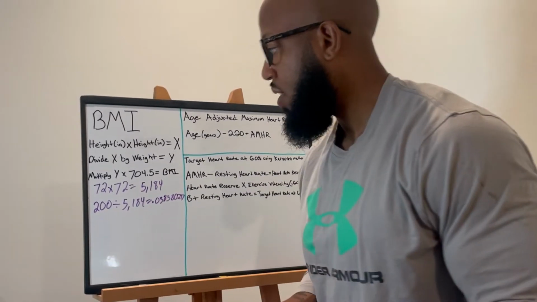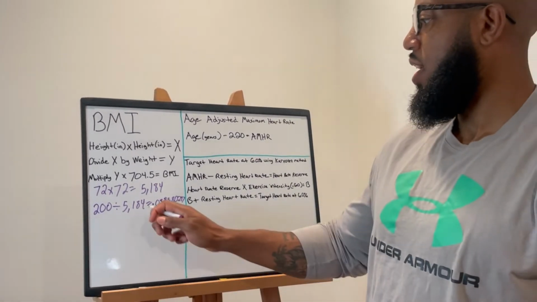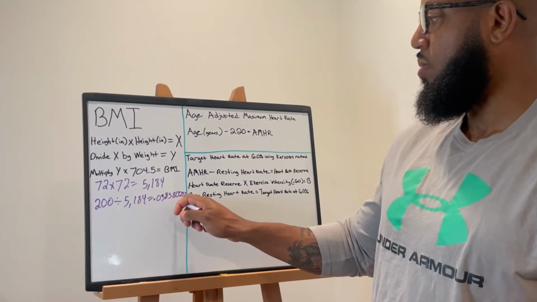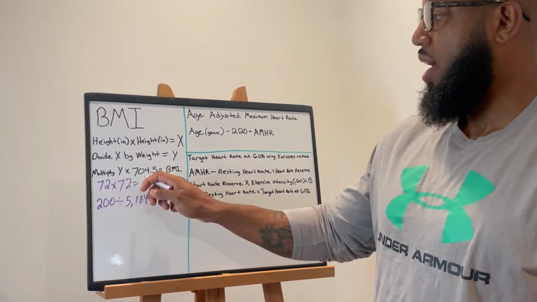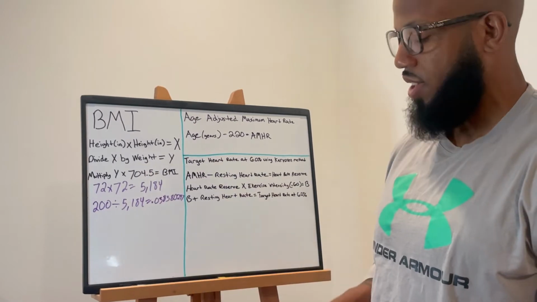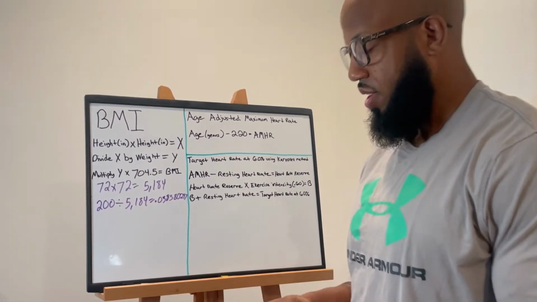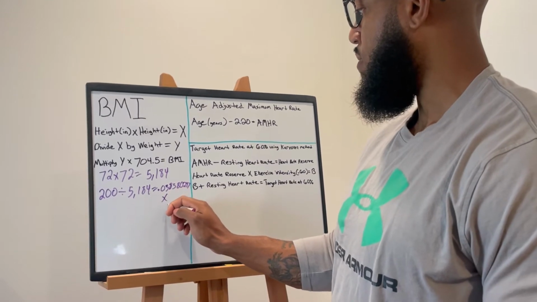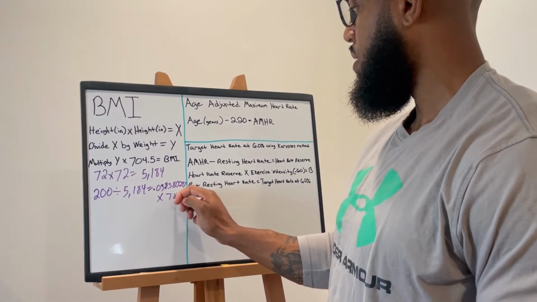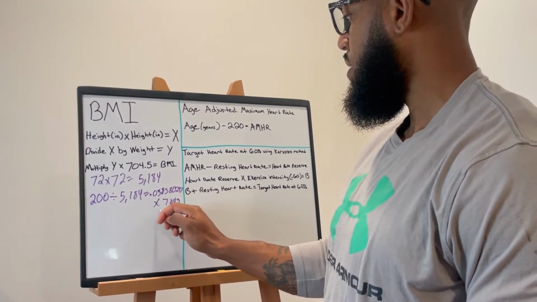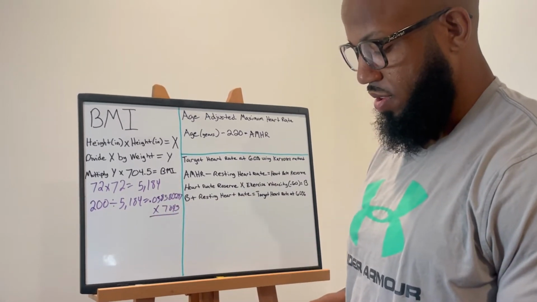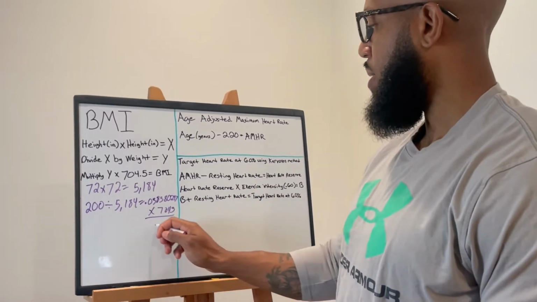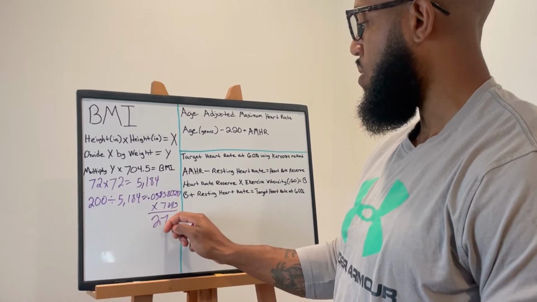All right. Finally, we're going to multiply this decimal number, which is Y, by 704.5 to calculate the BMI. So let's multiply this number by 704.5. All right, so my BMI is going to be 27.1.